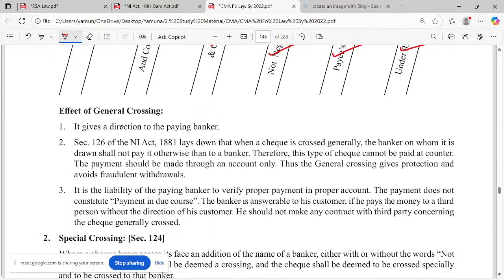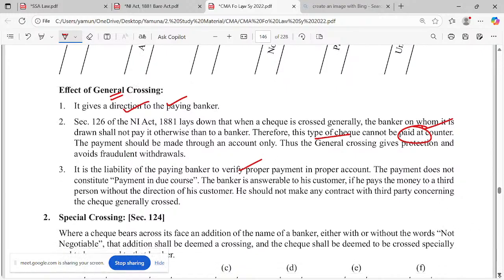When you go for general crossing, actually we have done that. It's giving a direction to the banker. When we say this, this type of check cannot be paid at the counter. Okay, so everything goes through the banker. So probably they'll go for normal verification and all.